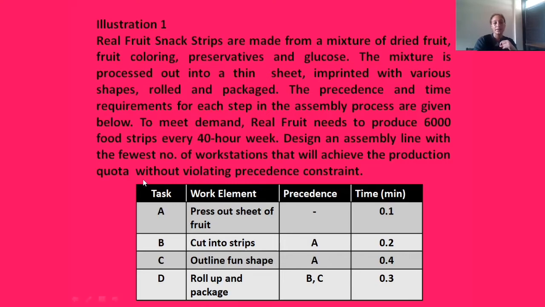Here we are given a table with 4 tasks and their descriptions. The precedence for these 4 tasks is given in the third column, and this is the processing time for all 4 tasks, in minutes. With this information, we will calculate the cycle time, then find the minimum number of workstations, and then allocate these work elements or tasks to the workstations so that we can see what the efficiency of the line balancing will be.